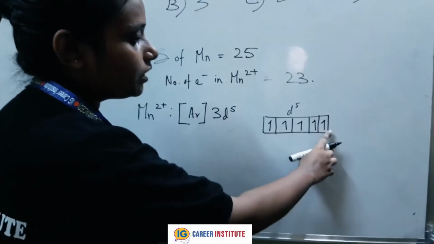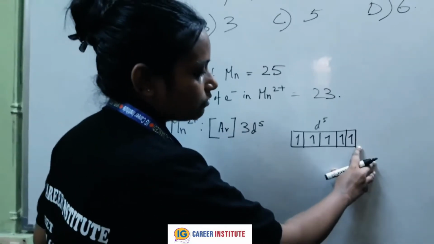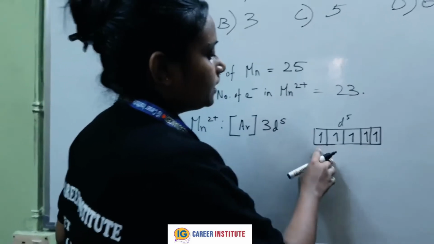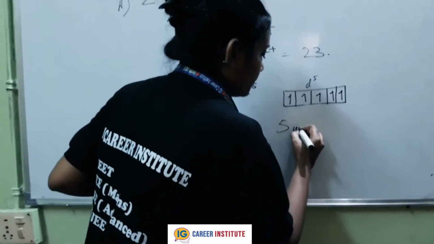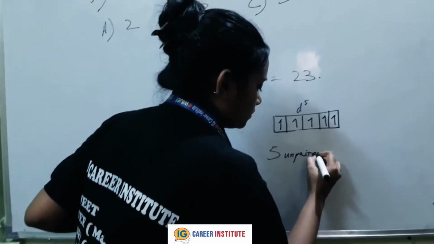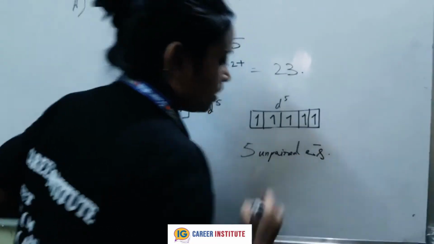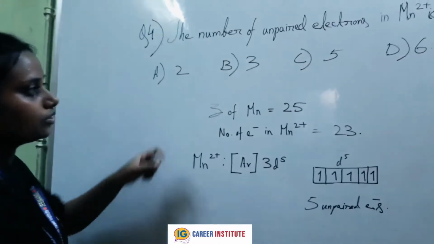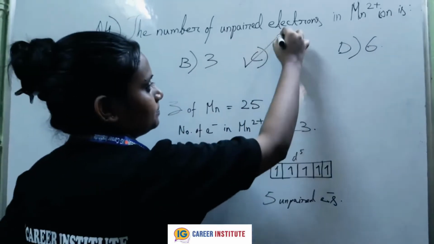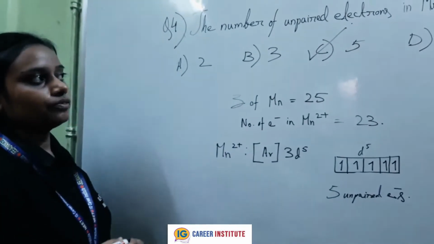So how many unpaired electrons are there? All of these 5 electrons are unpaired. So basically there are 5 unpaired electrons, which is what has been asked in the question. So which is the correct option? Option C. So this is how you should solve this type of question.